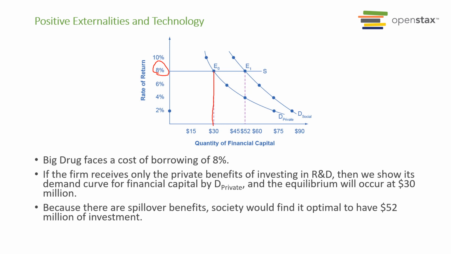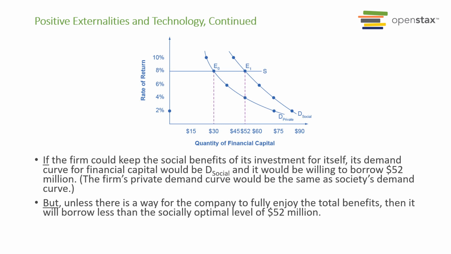But as an entire society, with all the external benefit, with all those spillover effects, maybe we want this company to do more R&D, more research and development. So at 8%, on the D social demand curve, we want the company to engage in at least $52 million of research and development. But this company by itself is only engaging at $30 billion because the interest rate is too high. And then the question becomes, how can we encourage this company to behave at the social demand curve, not the private demand curve?